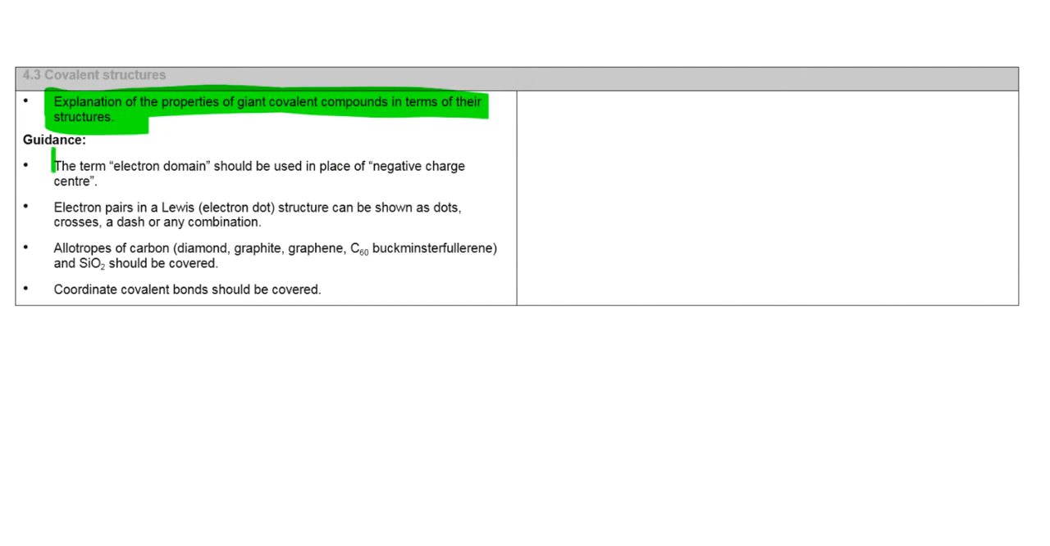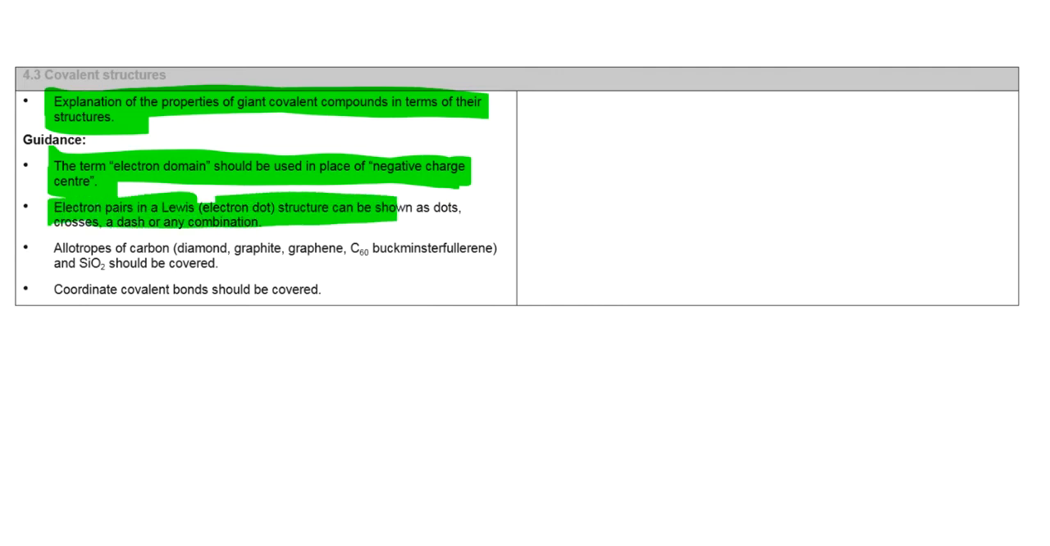The term electron domain should be used in place of negative charge center. That's true. Don't say negative charge center. This is IB chemistry. We've got to be better than that. The electron pairs in Lewis electron dot structure can be shown as dots, crosses, dashes, or any combination. That's true. So I prefer to stick to one, which helps me remember which one to use, and I don't get mixed up, and I stay consistent.